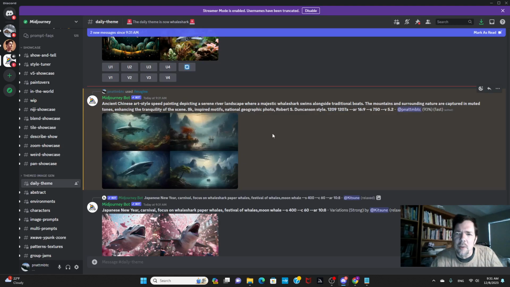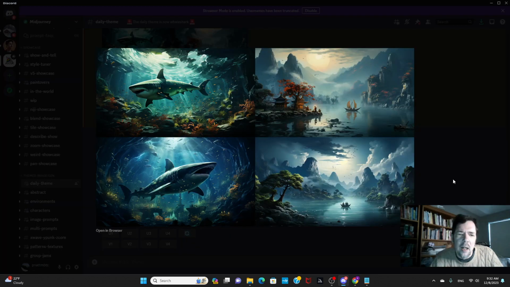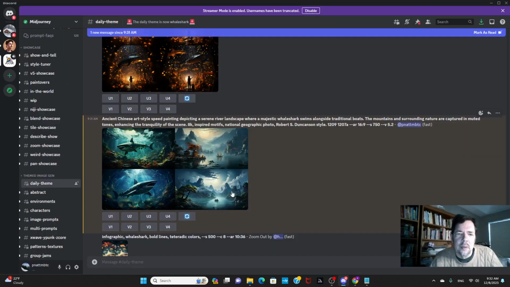Let's see how much of a difference that made. I don't really see that much of a difference. So that's kind of interesting. Now, the one I like the most doesn't have a whale shark in it. This one here, I like this one, even though there's no whale shark. That one looks kind of nice too. I'll go ahead and upscale that one, and we'll see how that goes.